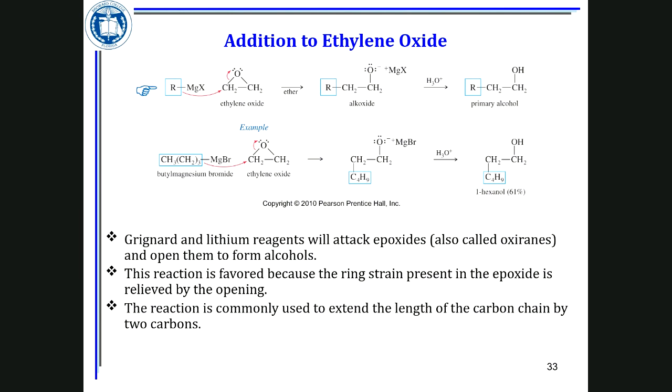So I'm repeating one more time what we have so far. Grignard plus formaldehyde, what do you get? Primary. Grignard plus aldehyde, secondary. Grignard plus ketone, tertiary. Grignard plus acid chloride.